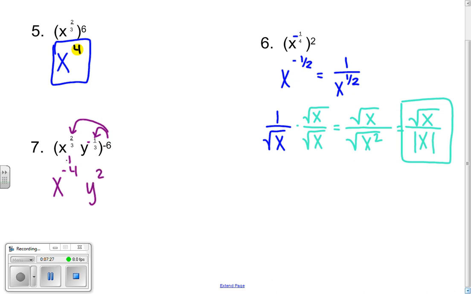This negative 4 right there can't be negative. So I'm going to allow the y squared to stay, positive and okay, but I'm going to push that negative 4 into the denominator where it will become positive. Because the 2 and the 4 are whole numbers, you don't write it in radical form.